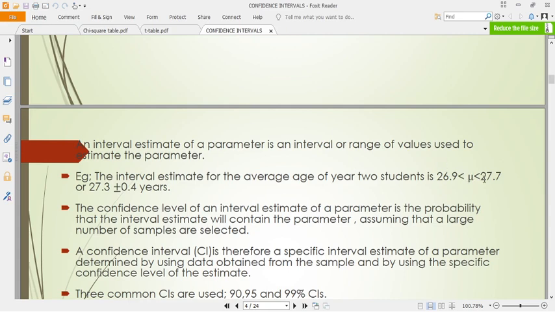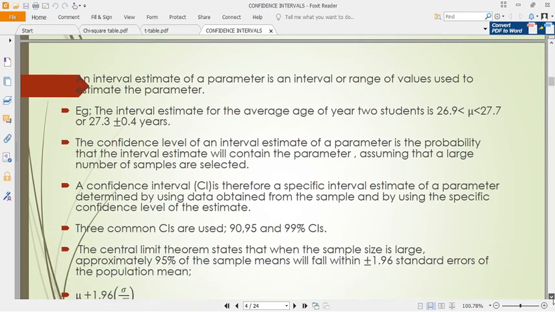So for example, if the mean age lies between 26.9 and 27.7, we can see that I added 0.4 to 27.3 to get 27.7, and then subtracted 0.4 from 27.3 to get 26.9. So what you add and subtract to the mean is what we call the error of estimate. So therefore, the confidence level of an interval estimate of a parameter is the probability that the interval estimate will contain the parameter, assuming that a large number of samples are selected.